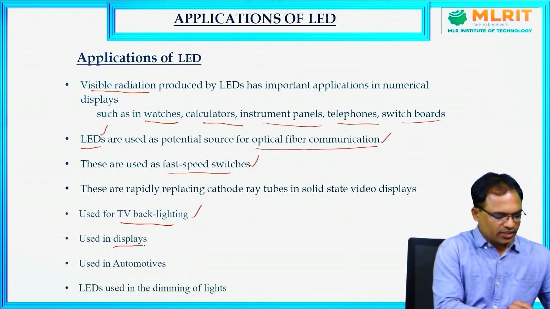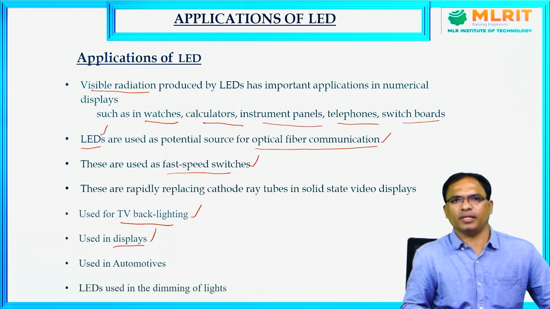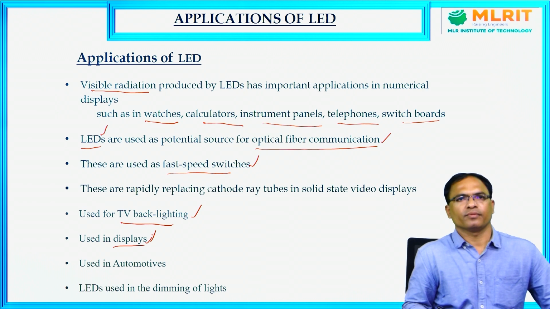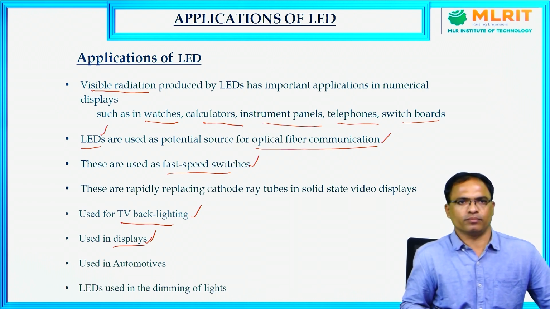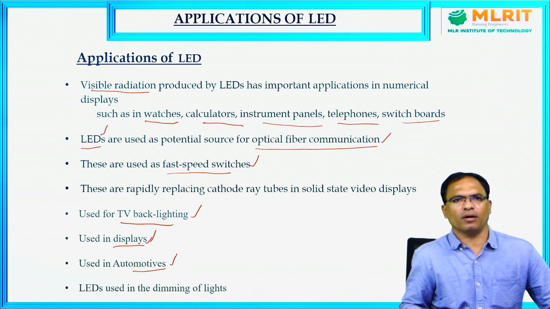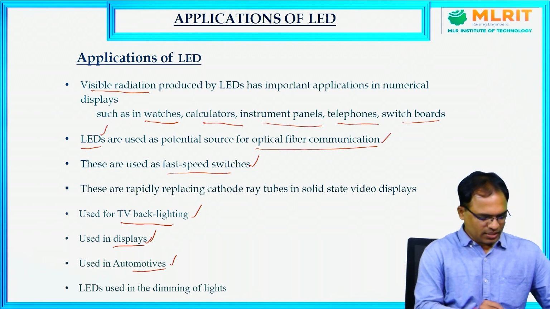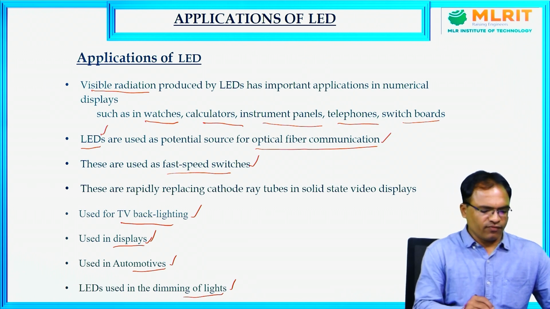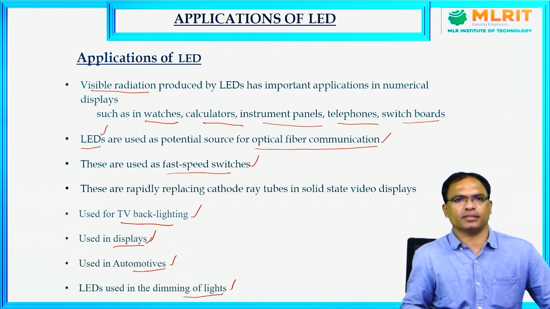They are used in displays, even in many instrument displays, even in the physics lab. In the case of many instruments, LEDs will be there at some corner. When we switch on, the LED will glow. Next, they are used in automotives. Almost all automotives make use of these LEDs, and they are used in dimming of light. So that is how we can find numerous applications of LED in our daily life.